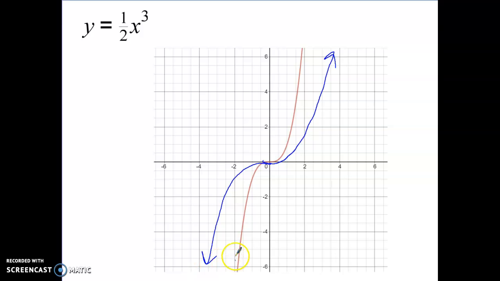So you can see my original x to the third is this red one. And then the blue one is the 1/2 x to the third. That one has been vertically shrunk by a factor of 1/2.